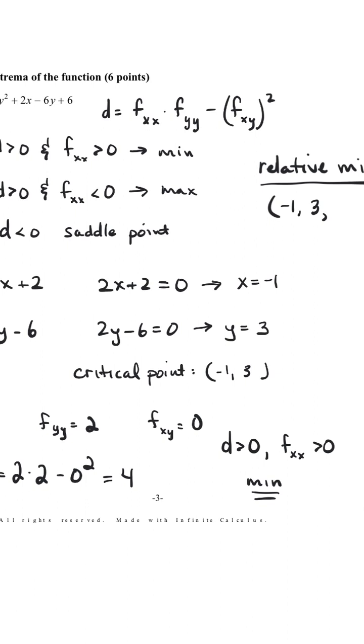So negative 1 cubed is 1, 3 squared is 9. This is negative 2, that's minus 18, and a plus 6. So 1 plus 9 is 10. 10 minus 2 is 8. 8 minus 18 is negative 10. Negative 10 plus 6 is negative 4. So the relative minimum point on the graph is the point negative 1, comma 3, comma negative 4.